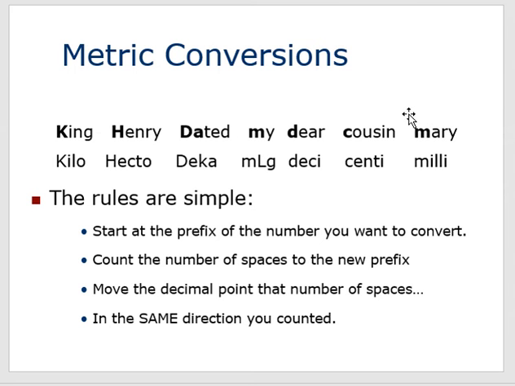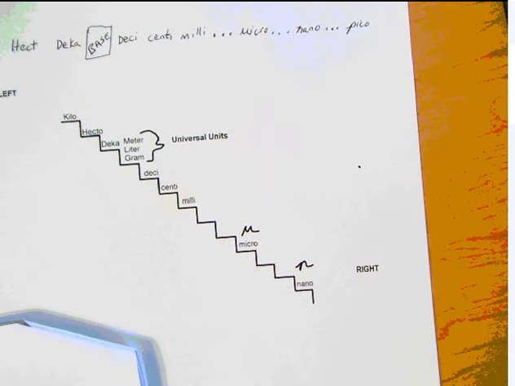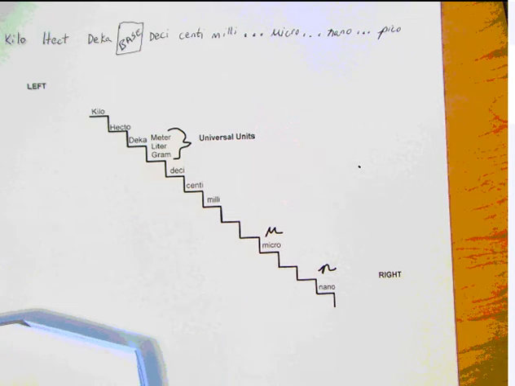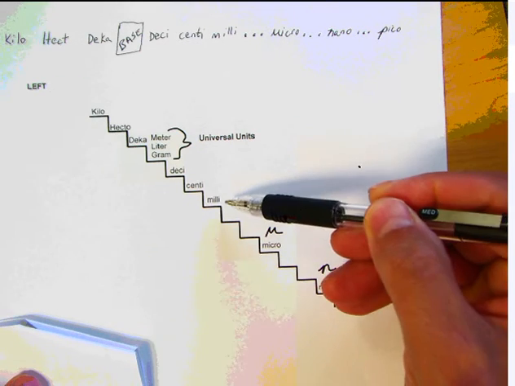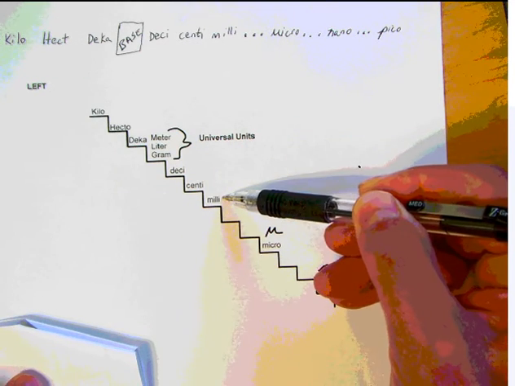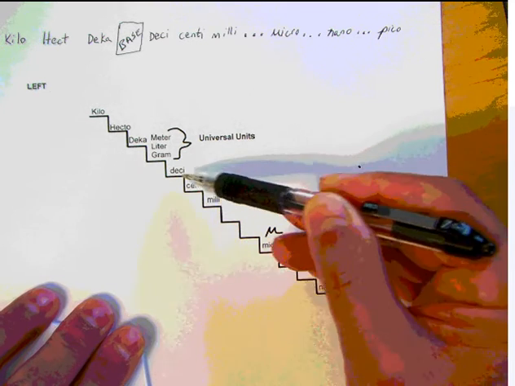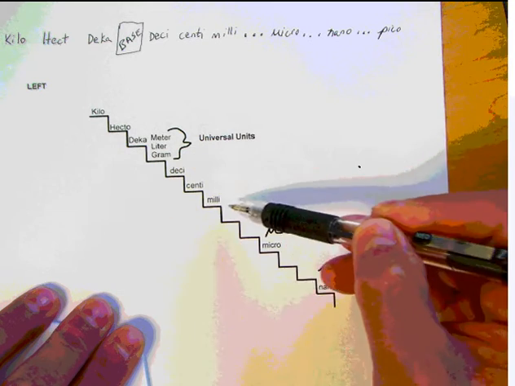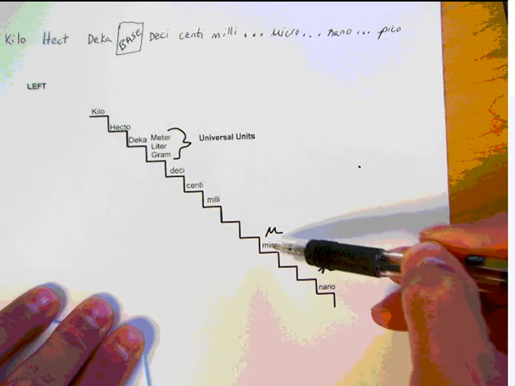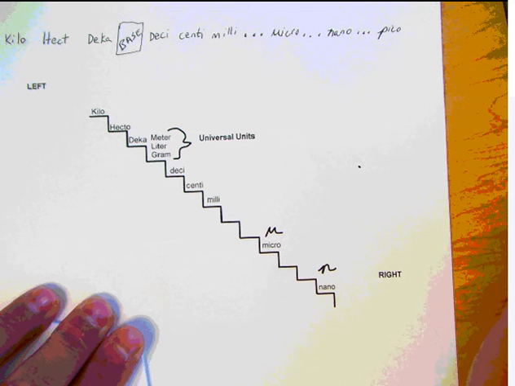The same thing goes for if you're using the ladder. If I have a unit that starts in milli, I'm going to start at this stair step. And you simply count the number of spaces in the direction to the new unit. That's all you need to do.